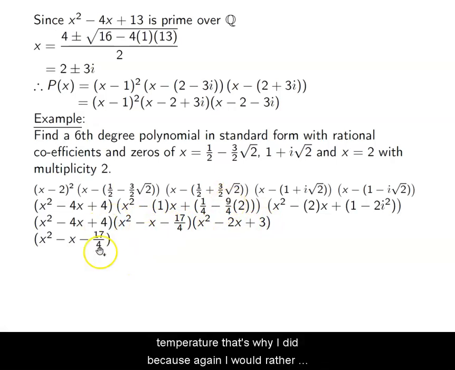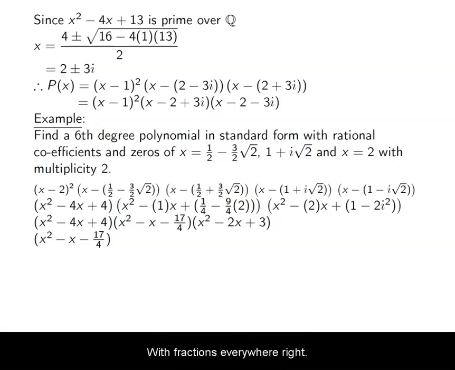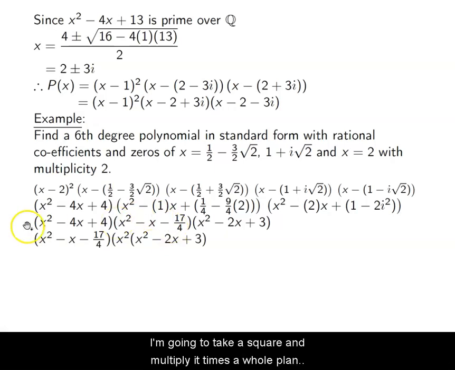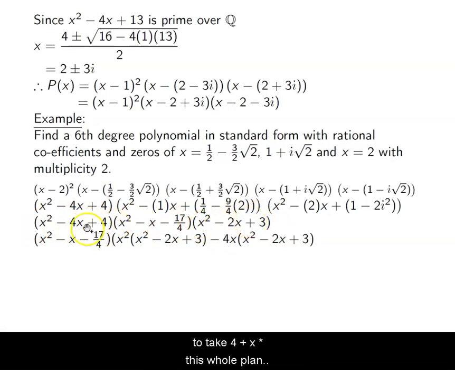I'm pretty sure that's what I did, because again, I would rather introduce fractions in the very last step instead of somewhere in the middle or the beginning, and then have to do all this crazy work with fractions everywhere, right? So I'm going to take x squared and multiply it times the whole polynomial. I'm going to take minus 4x and multiply it times this whole polynomial. I'm going to take 4 and multiply it times this whole polynomial.